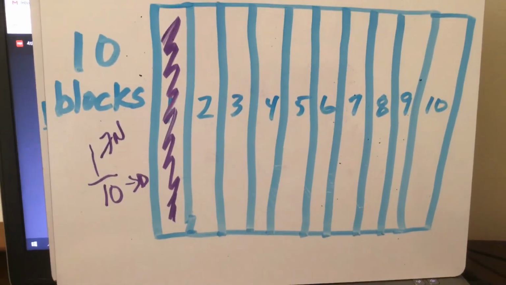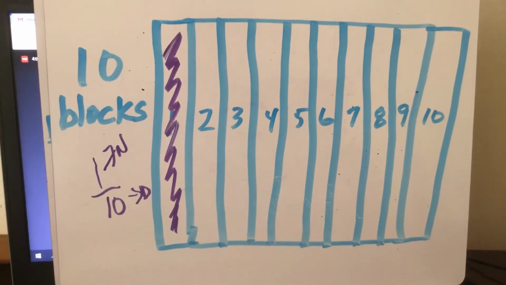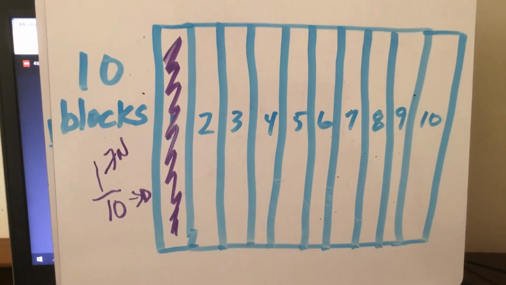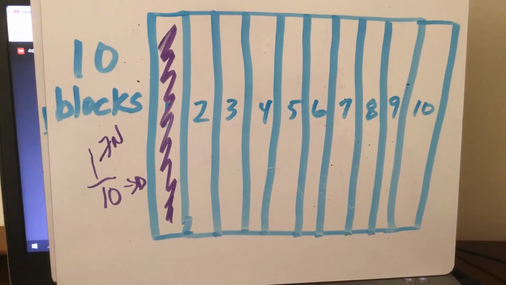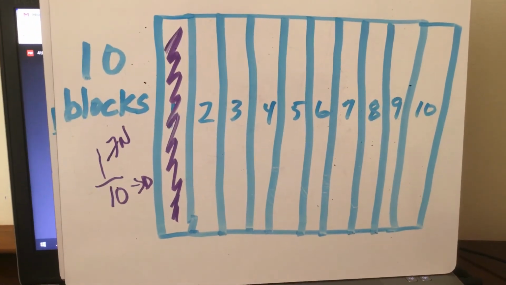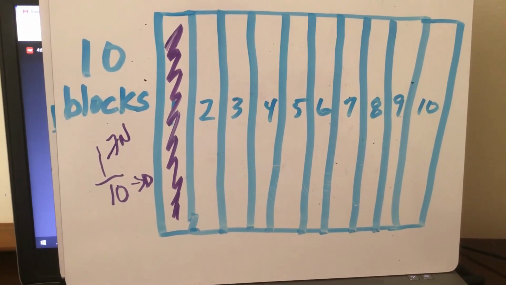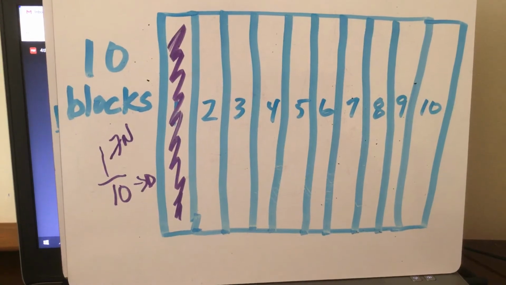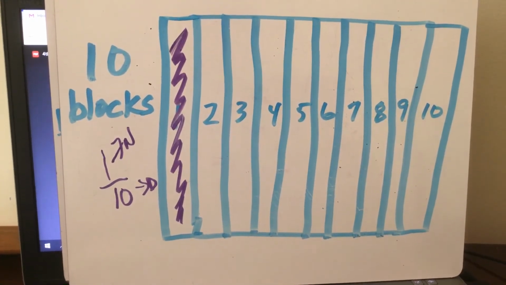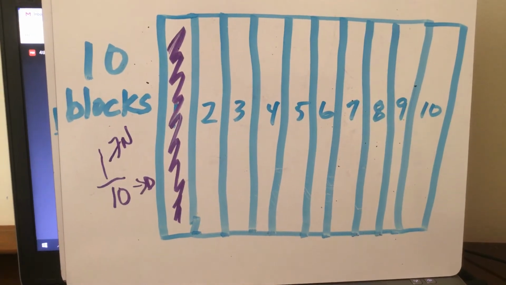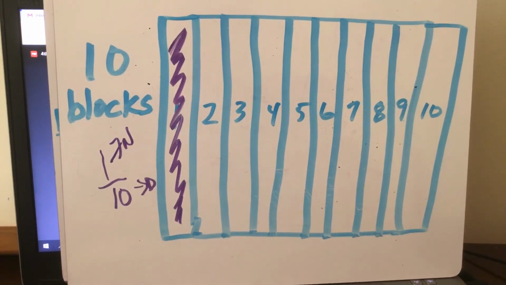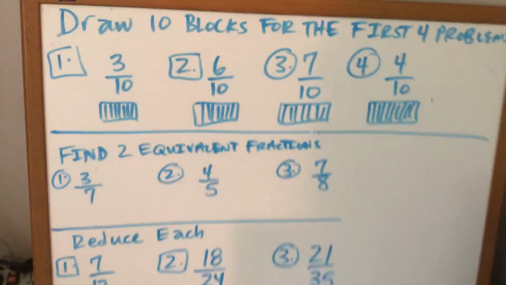Now, for tonight, for today. I always say for tonight, I'm used to being in the classroom. For today, what you're going to do is I'm going to give you 4 of these 10 blocks. I'm going to give you 3 equivalent fractions. I want you to find 2 equivalent fractions for each one, and then I'm going to give you 3 fractions that you're going to reduce. Okay, so I want you to use a sheet of your own notebook paper to do this.